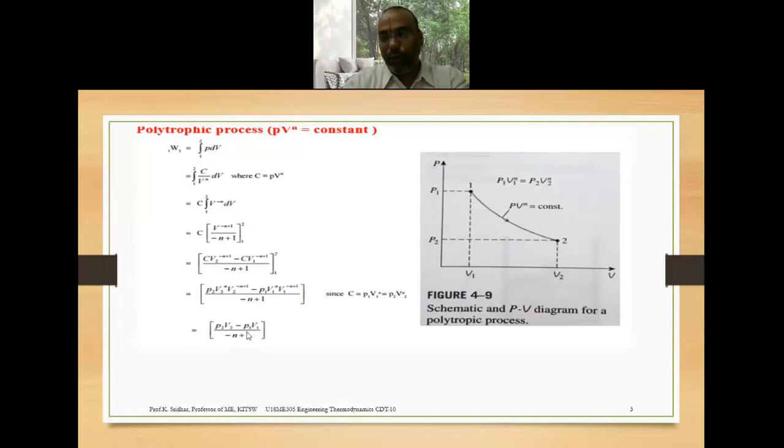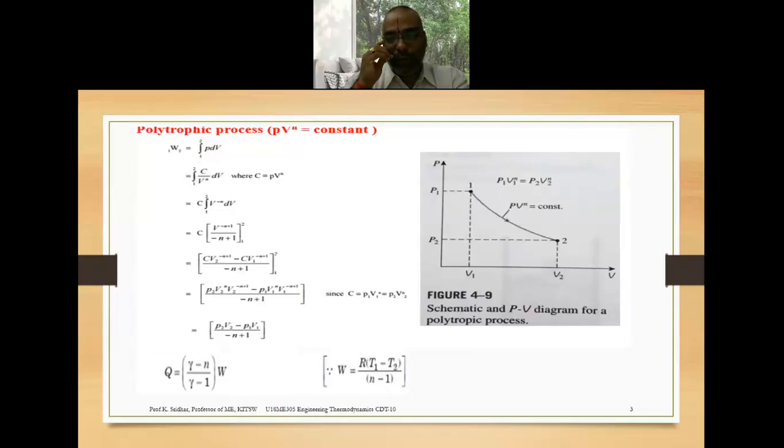P1 V1 minus P2 V2 by n minus 1, or P2 V2 minus P1 V1 by minus n plus 1. It is somewhat difficult to remember, so I am multiplying with the minus sign on the numerator as well as on the denominator. So P1 V1 minus P2 V2 by n minus 1 is the work transfer during the polytropic expansion process.